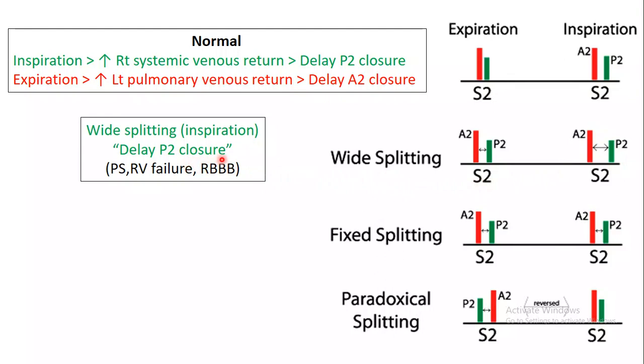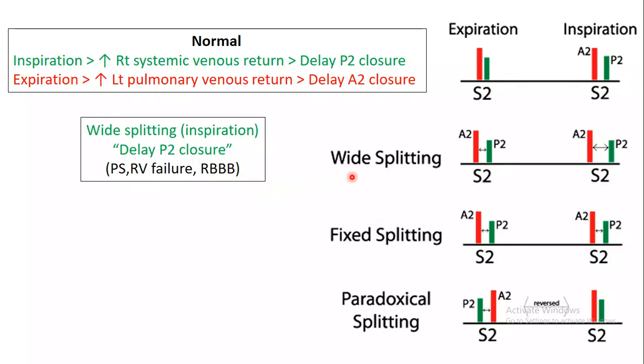What are the causes of delayed closure of the pulmonary valve? It is actually related to a mechanical problem in the valve itself, like pulmonary stenosis, or a mechanical problem in the ventricle itself, poor pumping capacity, like in a patient with right ventricular failure, or electrical delay of the right ventricular activation in a patient with right bundle branch block. These are the causes of wide splitting.